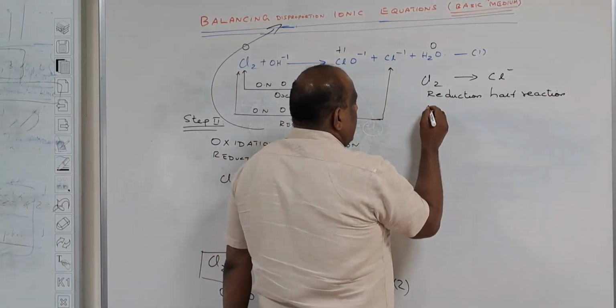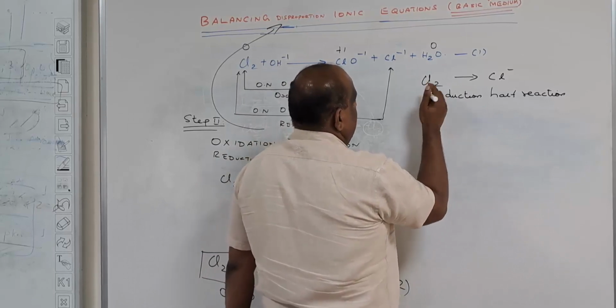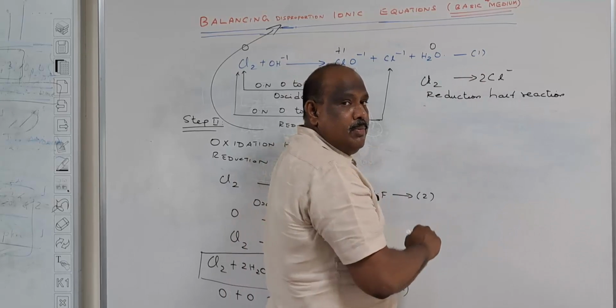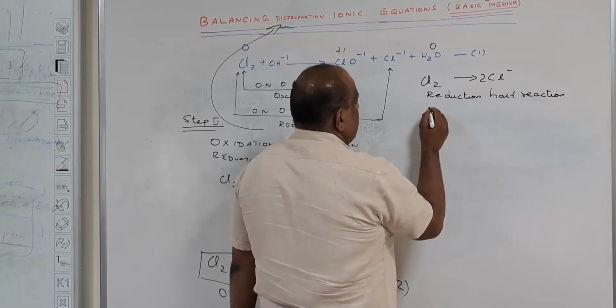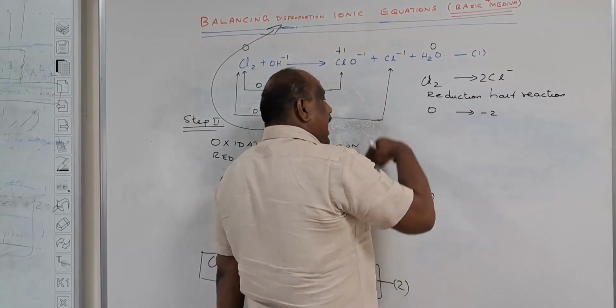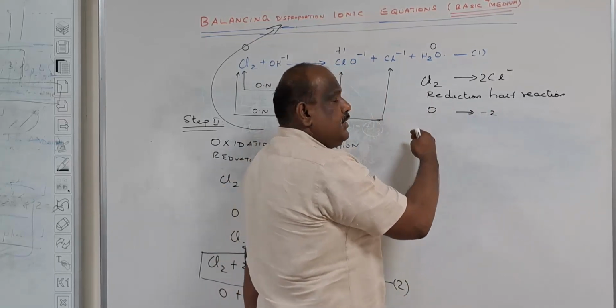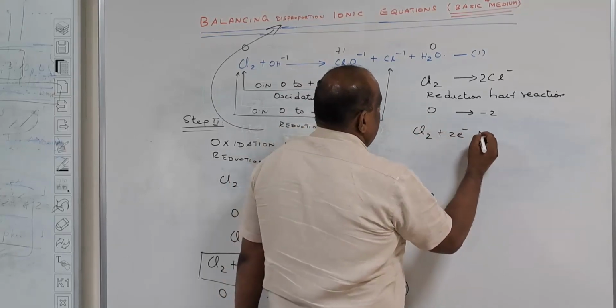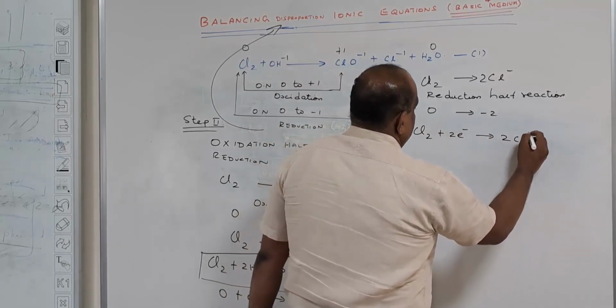So what is the charge here? Before going to charge, let us see. Here the number of chlorine atoms is 2. Here there is only 1. So multiply by 2. Coming to the charges, here it is 0. Here it is -2. So I have to add 2 electrons on the left hand side. So it will get balanced. So Cl2 plus 2 electrons will give me 2 Cl-.